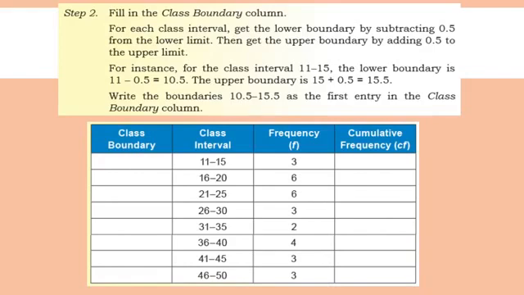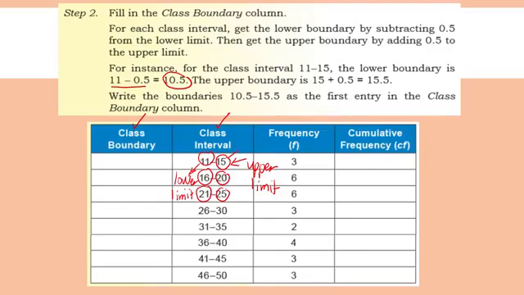Okay? Now, step number 2. Fill in the class boundary. Now, the class boundary is coming from the class interval. By the way, the first numbers here, these numbers over here, are what you call the lower limit. Okay? So, take note of that. The second numbers over here are what you call the upper limits. So, to get the class boundary, start with the lower limit. The lower limit, you subtract 0.5 from that. So, what is 11 minus 0.5? You will get 10.5.